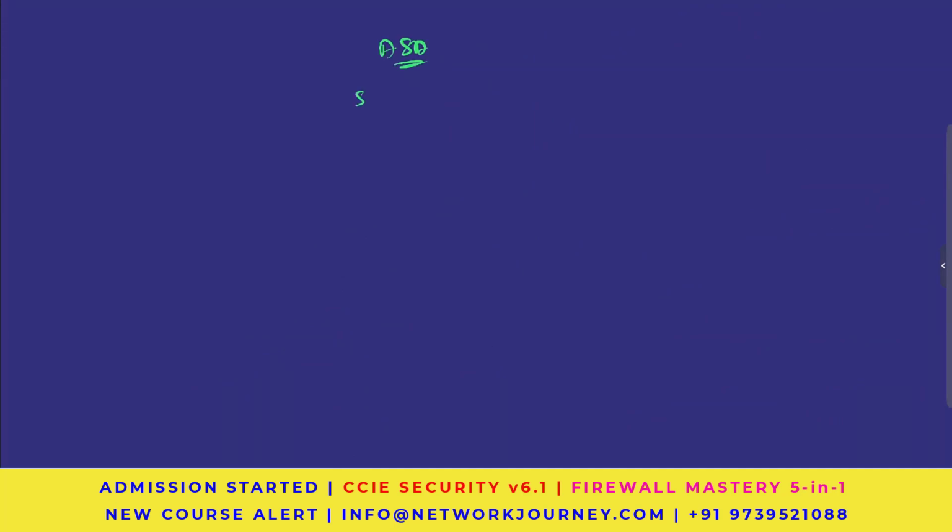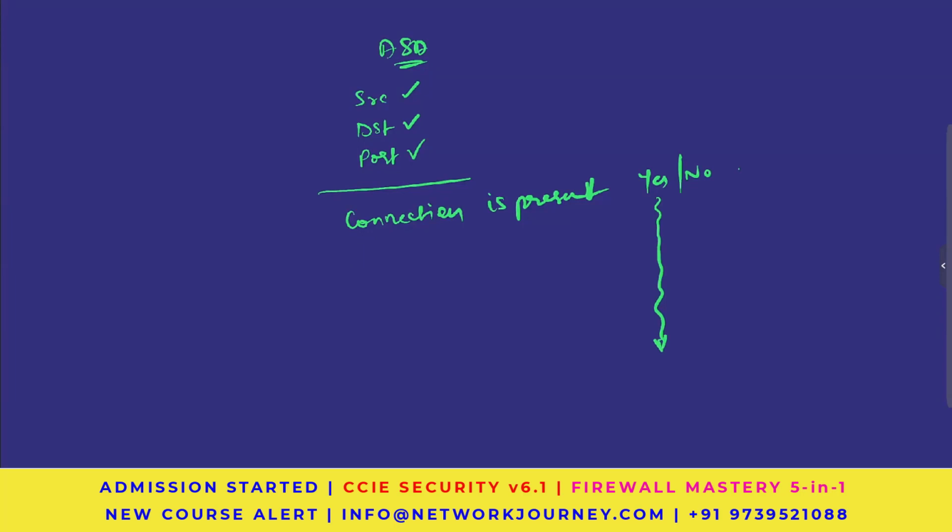It will see whether the source is matched up, whether the destination IP is matched, whether that port number is being matched, and then it will see whether the connection is already present or not. Connection is present, yes or no. If the connection is present, then it will bypass a couple of steps. Then it will do the L2, L3 checkup, and then the packet will go out. But if it is not in the connection table, then it will do the needful things.